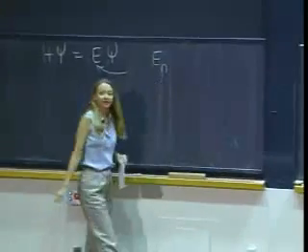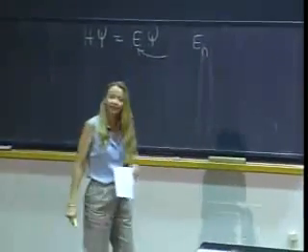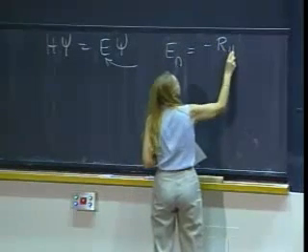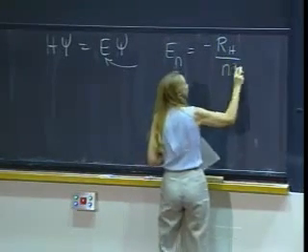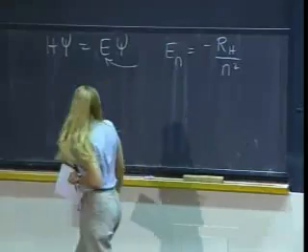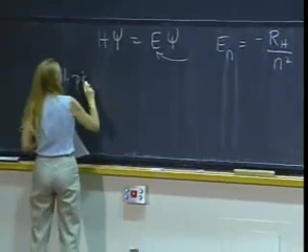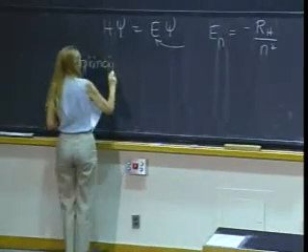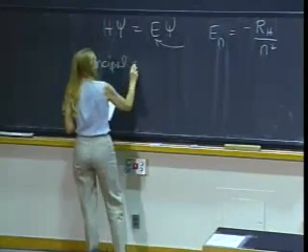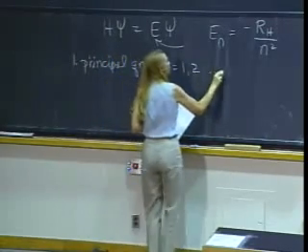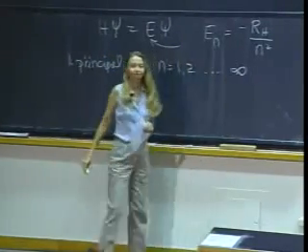And so we can write those allowed energies as E sub n is minus R sub h over n squared. All right, so n is this principal quantum number. And n runs from 1, 2, all the way up to infinity.